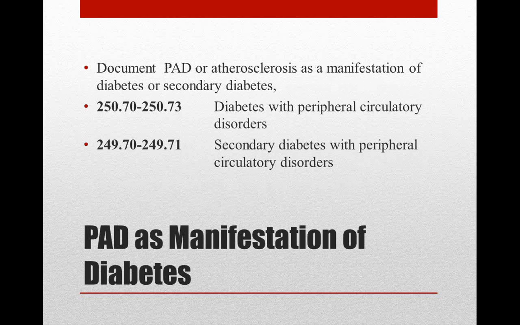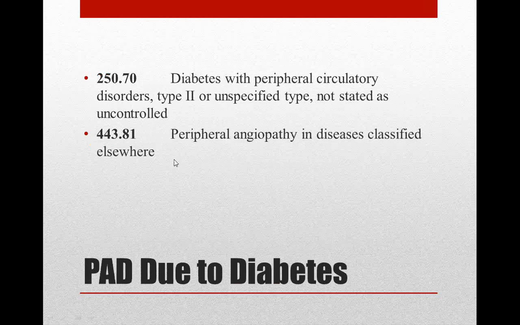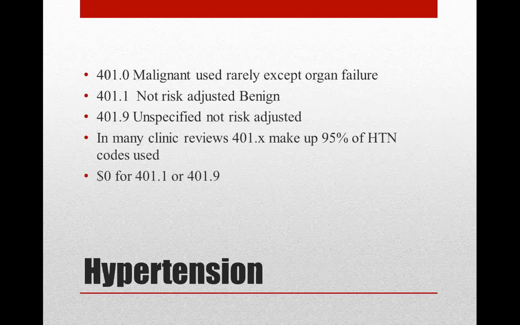Peripheral artery disease, if you document that it's a manifestation of diabetes, make sure you use the 250.7 category. If it's secondary diabetes with peripheral, you want to use the 249.7 categories. So PAD due to diabetes, if you document that in the chart and you have a good clinical reason to do that, then use the 250.70 and you use something like 443.81, the angiopathy peripheral, and the disease is classified elsewhere.